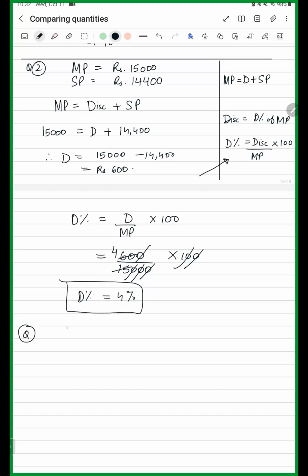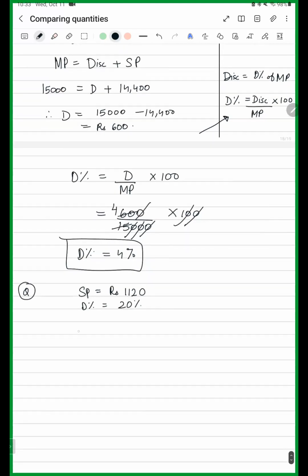A jacket was sold for rupees this, meaning SP is 1,120, and then discount percentage is 20%. So we have to find MP. We don't have to find discount. Oh yeah, for finding the MP, you will have to find the discount first.